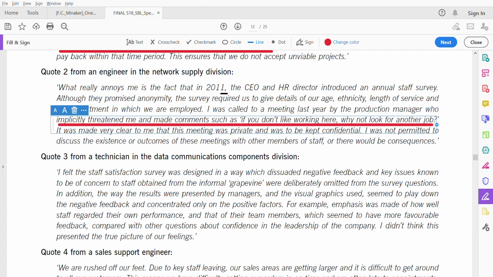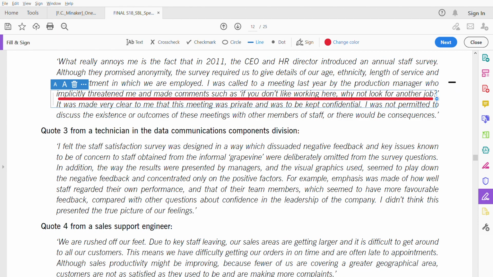Right, it was made very clear to me that this meeting was private and was to be kept confidential. I was not permitted to discuss the existence or outcomes of these meetings with other members of staff, or there would be consequences. Now let's go to the third one.